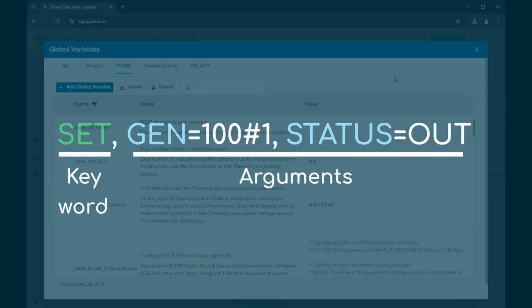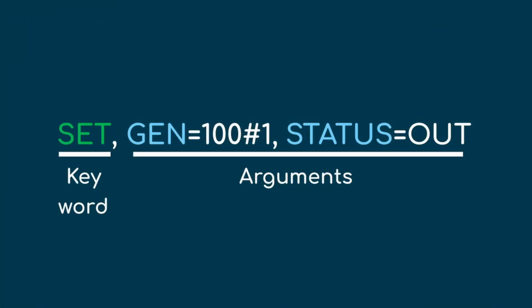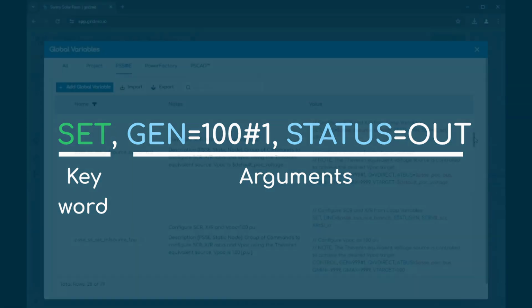The values of the next global variables look a bit different to the other ones we've set so far. These variables have Gridmo commands in them. Commands in Gridmo are made up of a keyword, followed by a comma, then a series of arguments with argument equals value, which themselves are comma separated. The commands and their arguments are designed specifically for you to be able to read them and quickly identify what is going on. Our comprehensive online documentation is a great source for building or constructing these commands.